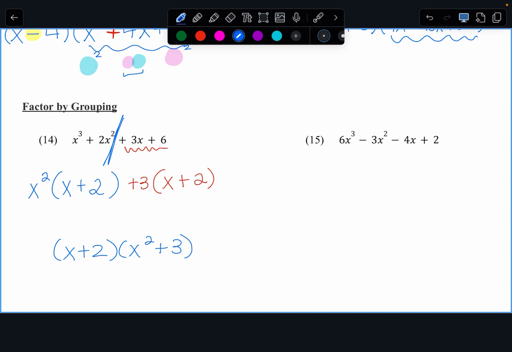See if you can try that with 15. Four terms, split it right in half. Once you get past the first step, look up.